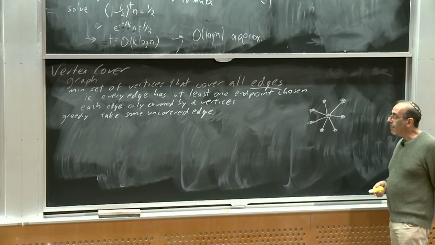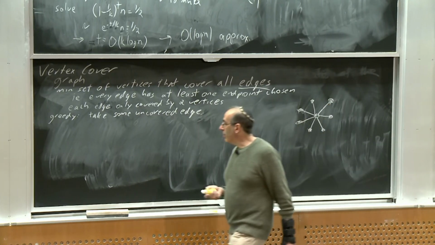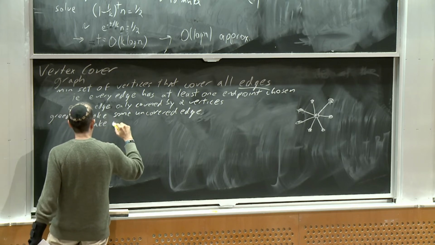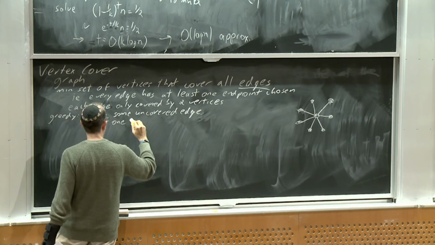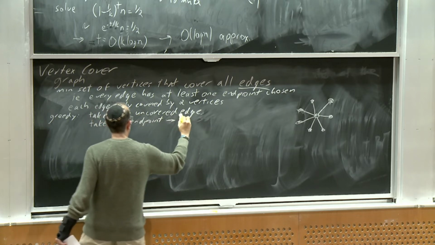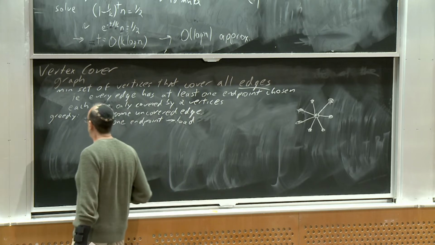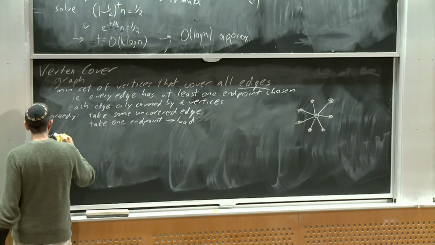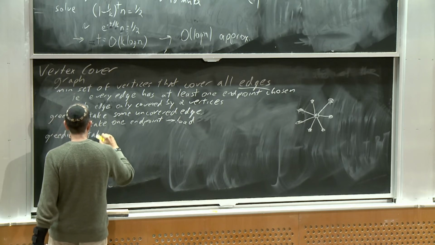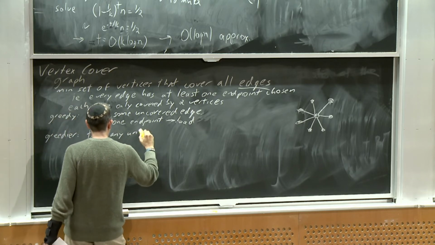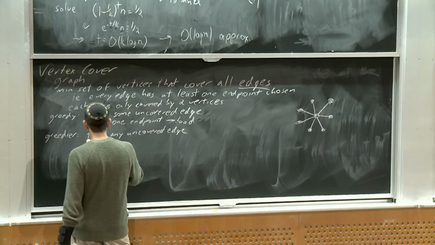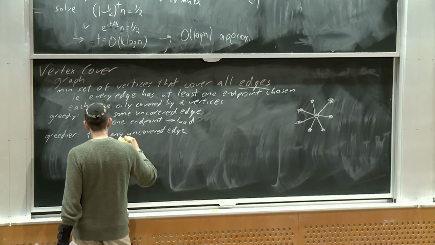But what turns out to work better: the standard greedy algorithm would be to just take one endpoint, and that's bad for the reasons that we just saw. But there's a greedier algorithm where you take any uncovered edge, and then you include both of its endpoints.